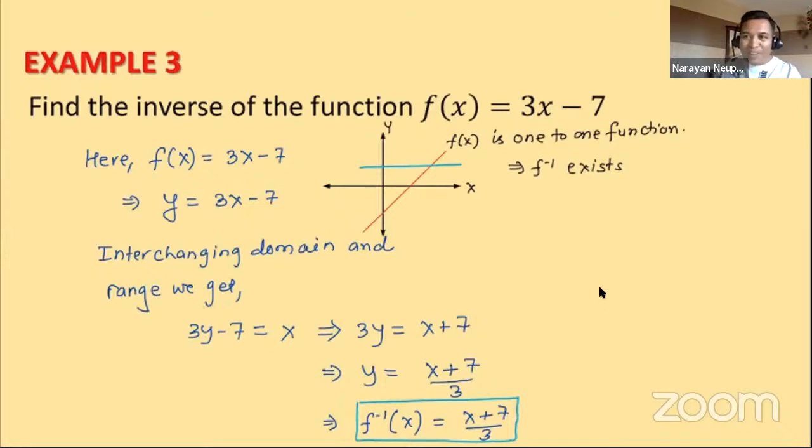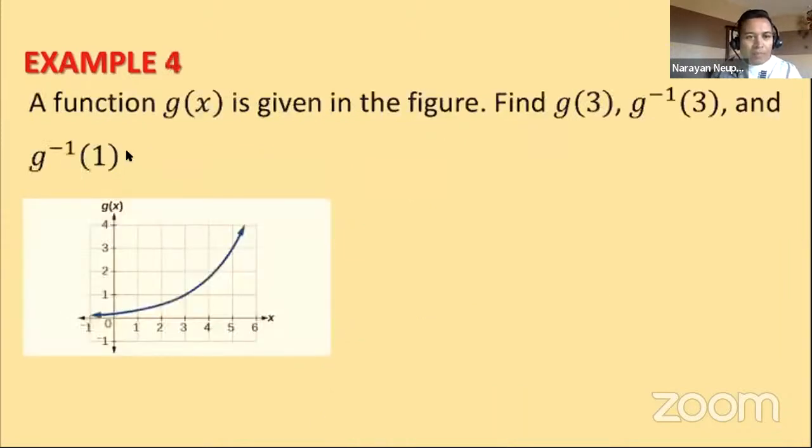Great, we have one more example. Let's move on to the last example. Here we go. A function g of x is given here. This function is y equal to g of x. You can also label it like this, y equal to g of x, or they have already shown here along the x-axis we have x, and the y values will be g of x. Now, by looking at this graph, we have to find these values: g of 3, g inverse 3, and g inverse 1.